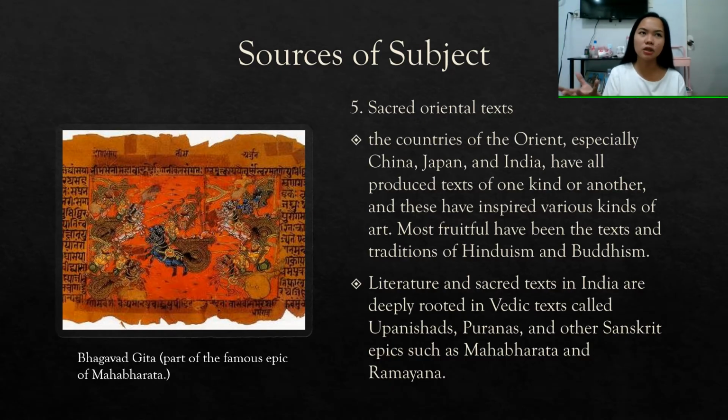So those Sanskrit letters or literature, as I told you in our previous lesson, literature is also a form of art, right? So we call them written epics. So just like this one, the Bhagavad Gita. Definitely its source of subject is the sacred Oriental texts.